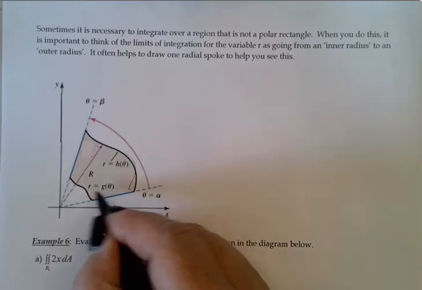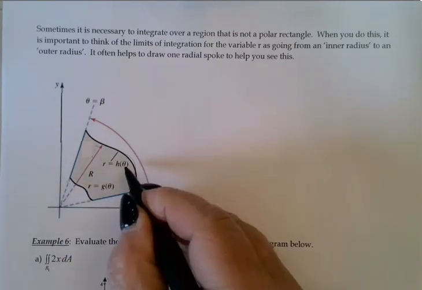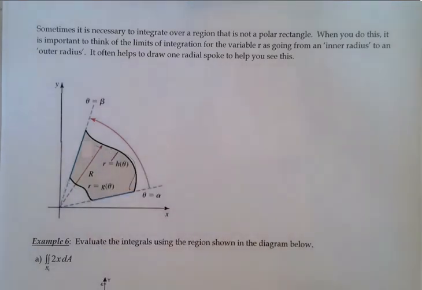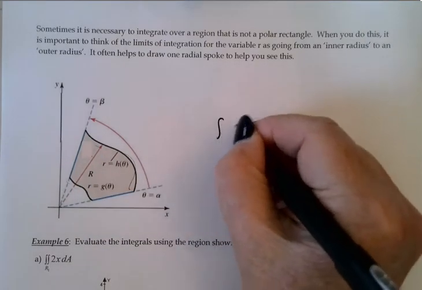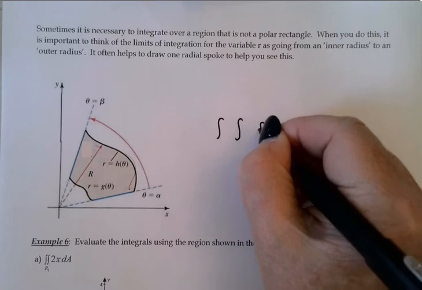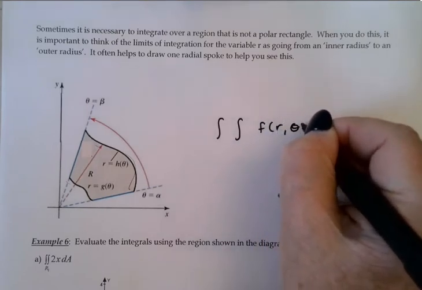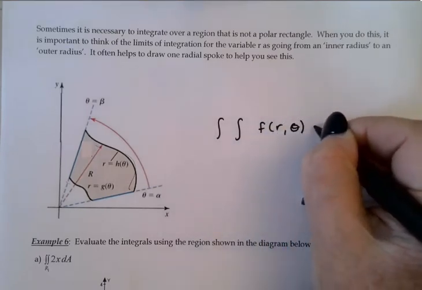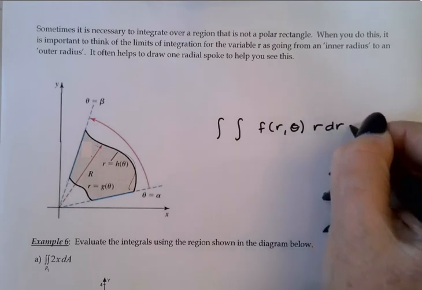So we're saying it goes from, say, r equals g of theta to r equals h of theta. When we set up our double integral of whatever our function f of r and theta is, we'll still use the same dA, r dr d theta.